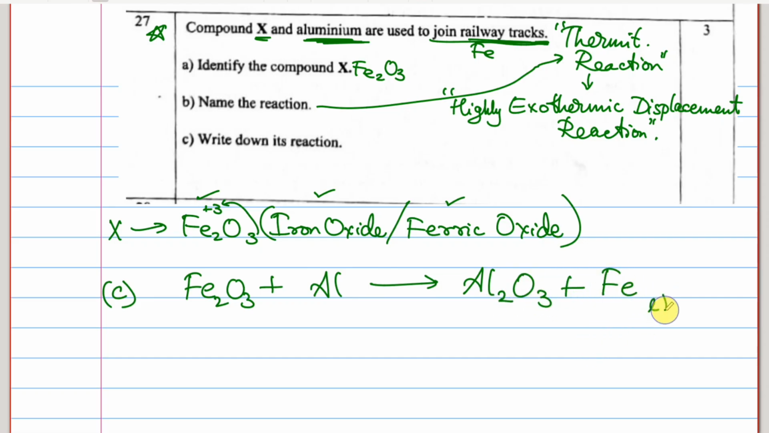This Fe will be in liquid form. Al2O3 will be in solid form. It will float over this liquid. This is solid and this is also a solid being formed. So this is a reaction along with too much heat. The heat is so high that this iron itself melts. The iron being formed is in molten form.